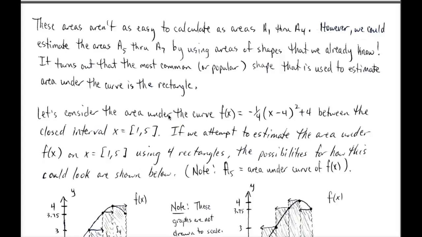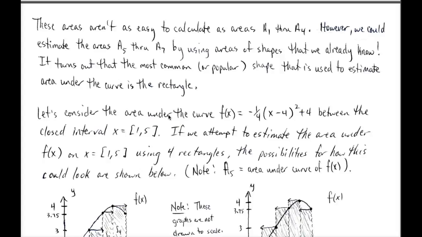And so what we want to do here is consider the area under the curve of this quadratic function, just a parabola opening downward. It's f of x equals negative 1/4 times (x minus 4) quantity squared plus 4. And we want to look at it between x equals 1 and x equals 5, so on that closed interval.